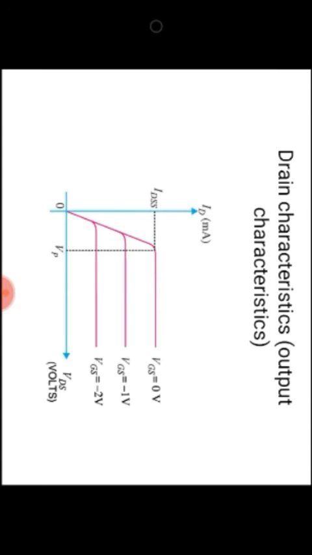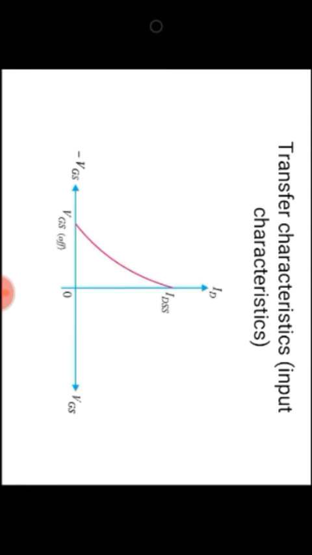Okay, now if we increase the VGS further on the negative side to equal the pinch off voltage, right, your channel is totally blocked and your drain current is completely 0. Okay, so this is about the drain characteristics. Now the transfer characteristics.